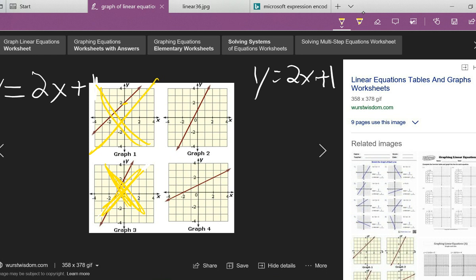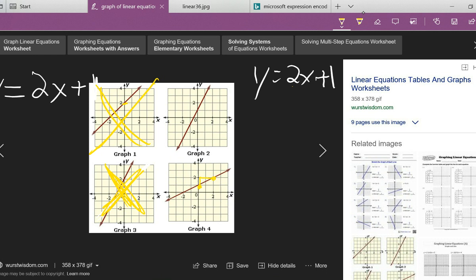So now we've got to go to the rate of change. We've got to figure out which one of those has a slope of 2 or a rate of change of 2. This guy, you have a point right here. You have a point right here. You're going to rise 1, run 2. This one, you have a point here, and you've got to have a point here. We're going to go up 2 over 1.